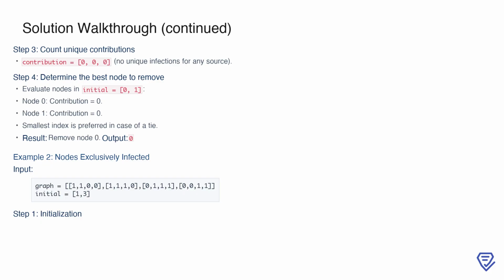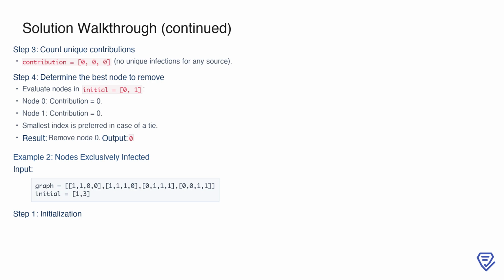Now, to determine which node to remove, we evaluate the nodes in the initial list. For each node, we check its contribution to the spread of malware. Both nodes 0 and 1 have a contribution of 0. Since there is a tie, we select the node with the smallest index, which is 0. The result is to remove node 0, and the output is 0.